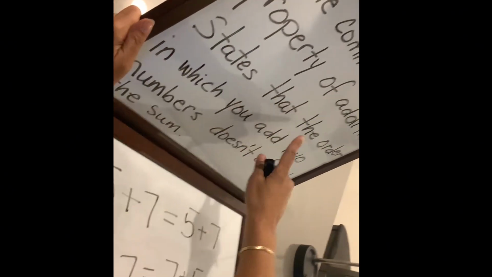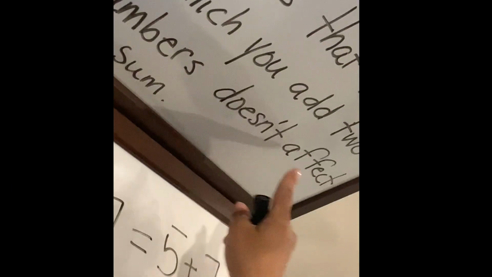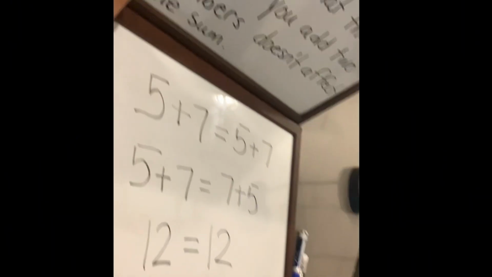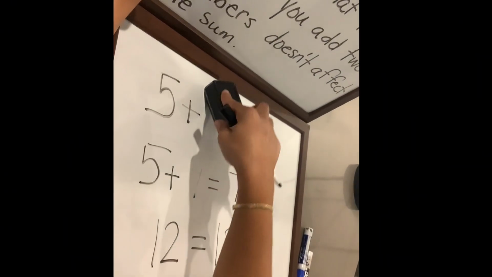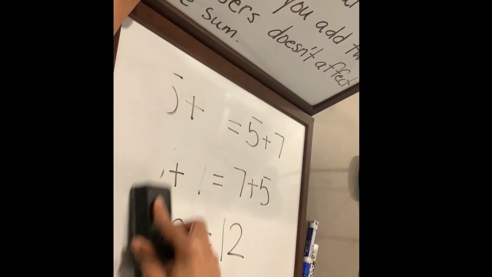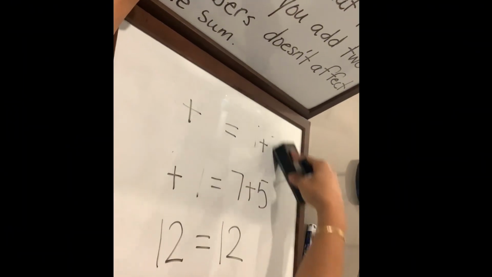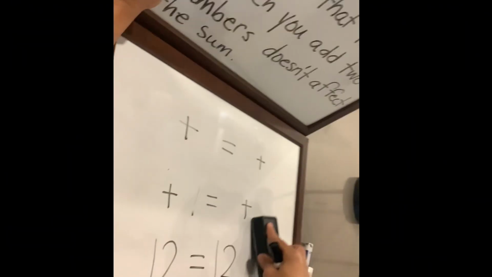The commutative property of addition states that the order in which you add two numbers doesn't affect the sum. It doesn't affect the answer to that addition problem. Let's try some other numbers. May I have two different numbers?